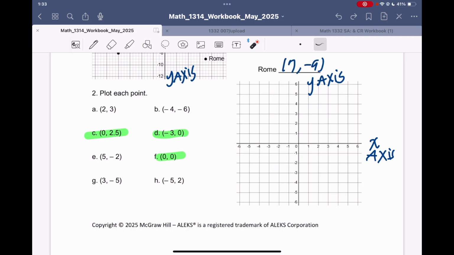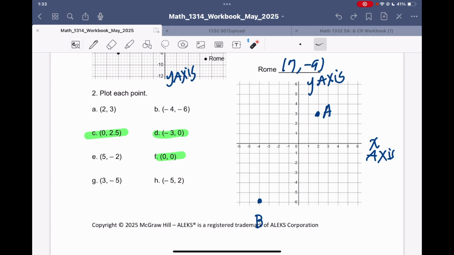B is going to be negative 4, negative 6. So it goes negative 4, negative 6. That's B. Oh, I missed A. Sorry. A is going to be 2, 3. So I'm going to start from the center, go to 2, and then up to 3.